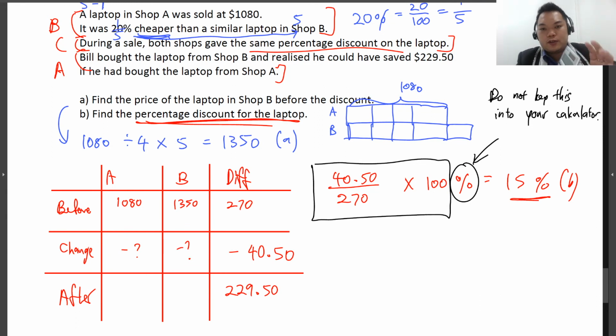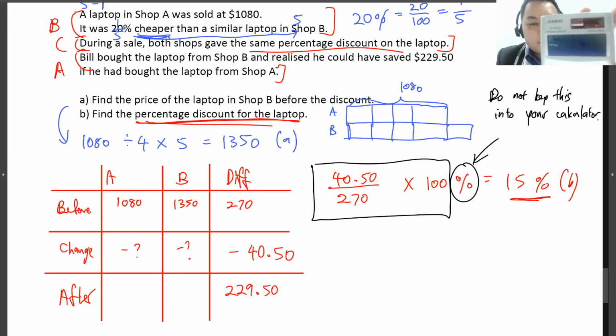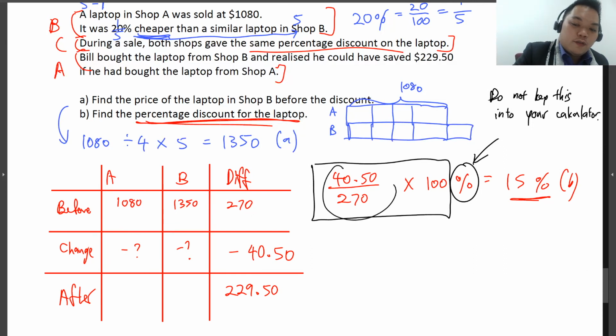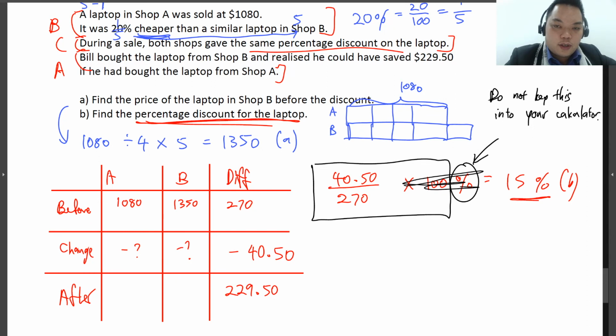Okay, I don't know whether you all can see this or not. The calculator will always interpret 100% as one whole. So if you key in 40.5 divided by 270 and you times it by one whole, effectively you're not keying this in at all, because when you times 1 to anything, you'll still get back the same thing. Alright? So that's one point I need to highlight. That's the dangerous point over here.